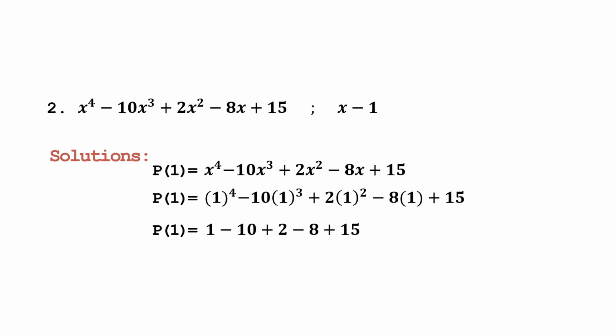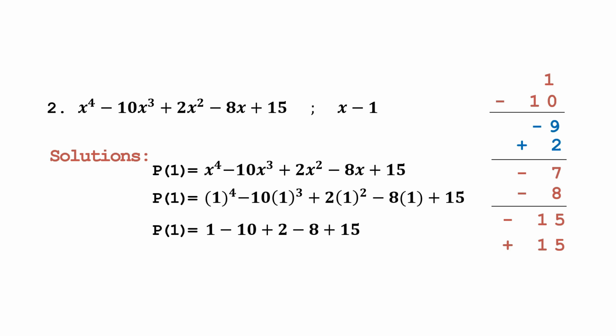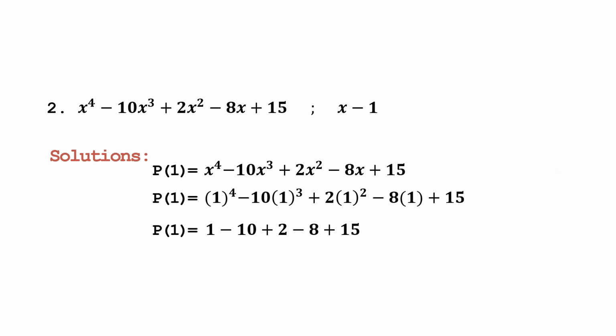And then we simplify this one further by adding and subtracting. Let's work on the left side going to the right side of this equation. So we have 1 minus 10 is equal to negative 9. Negative 9 plus 2 is equal to negative 7. Negative 7 plus negative 8 is equal to negative 15. And then negative 15 plus 15 is equal to 0. That means P of 1 here is equal to 0. And then the remainder is also 0.